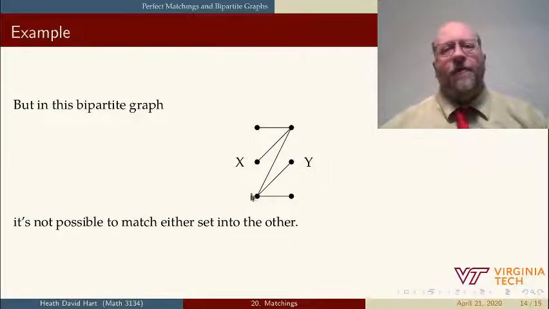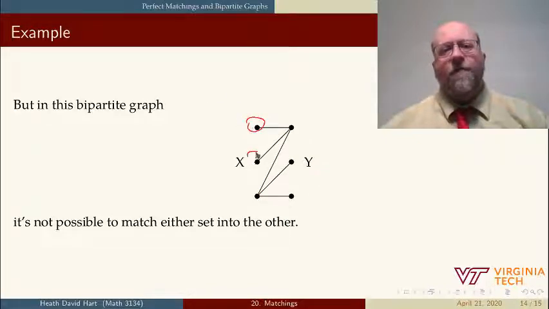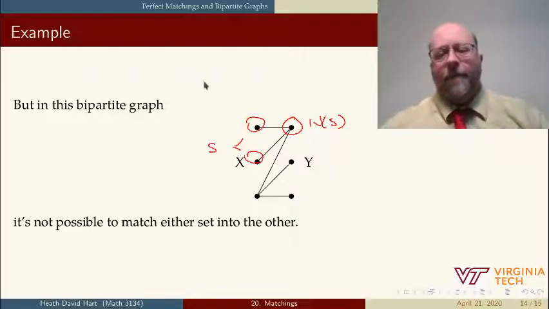If this vertex is S, then all 3 vertices here are in N of S, because they're all neighbors of S. If these 2 vertices are my set S, then the neighbor set of S is just this one vertex. There's only one vertex that's a neighbor to anything in S. And the fact that I have 2 vertices over here, but only one neighbor, that's the problem.